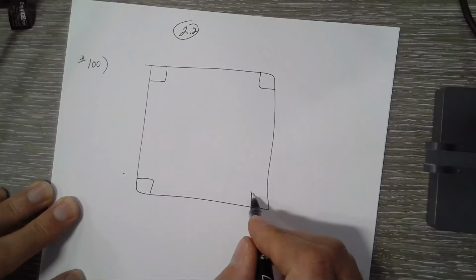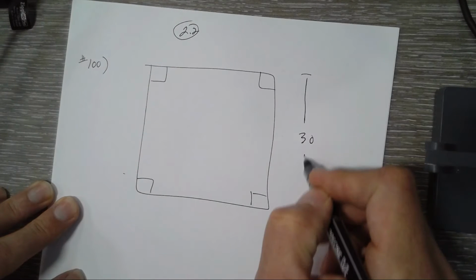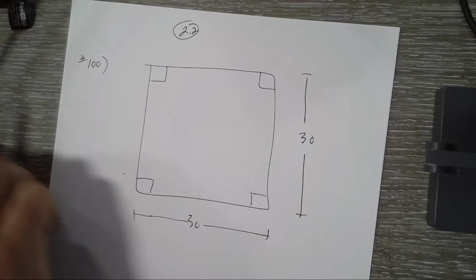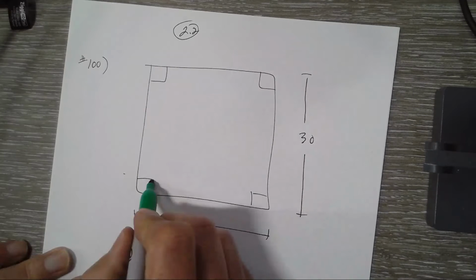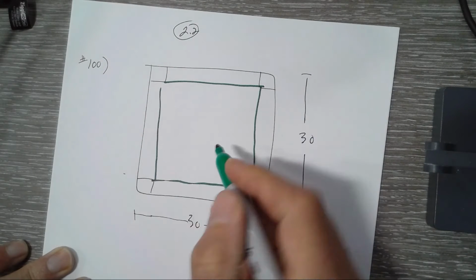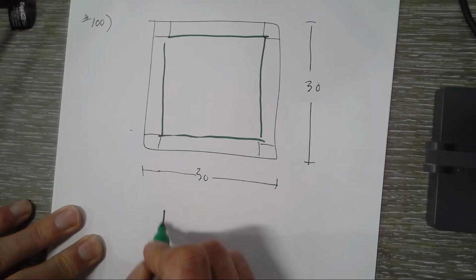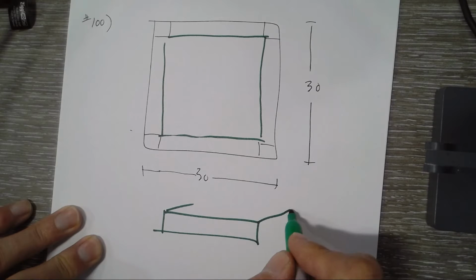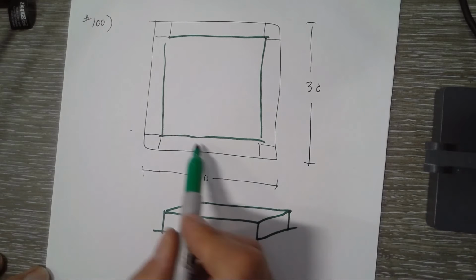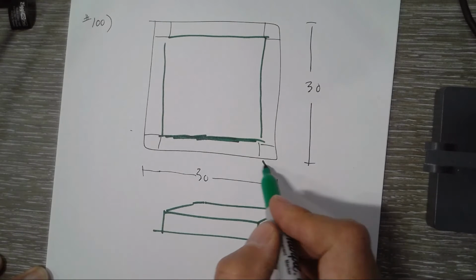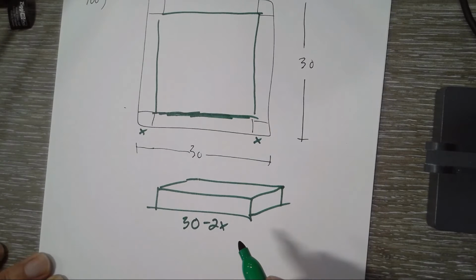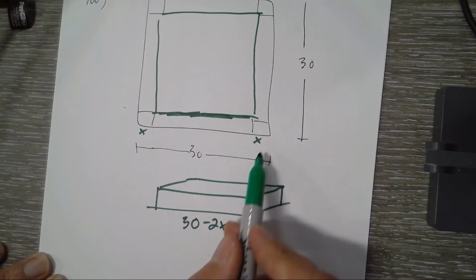So if this whole thing is 30, and this whole thing was 30, and we chop off the corners and fold it along these green lines, you can see that it's going to form a box, and this is the bottom of it. It's now 30 minus 2x. So 30 minus x minus x. Same thing is true for this one.